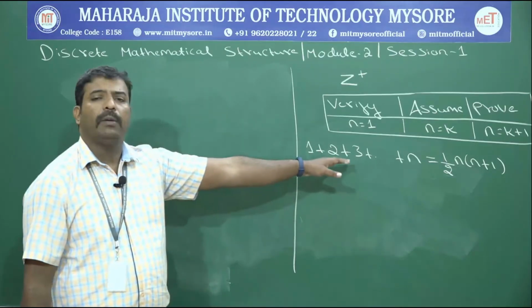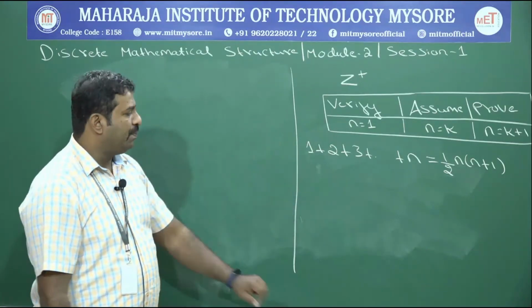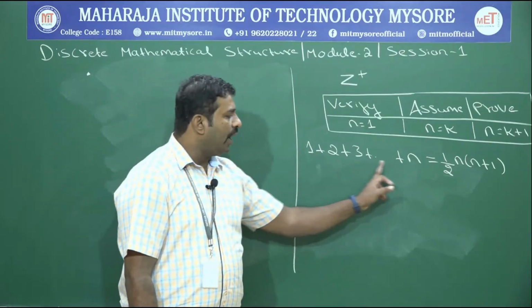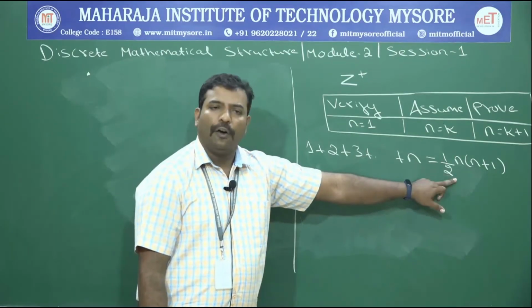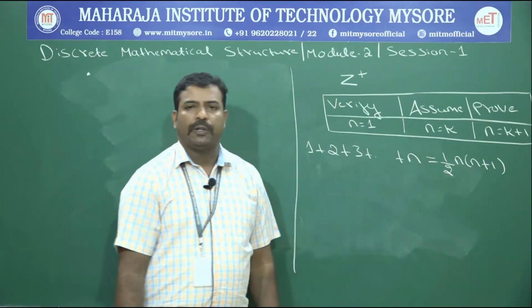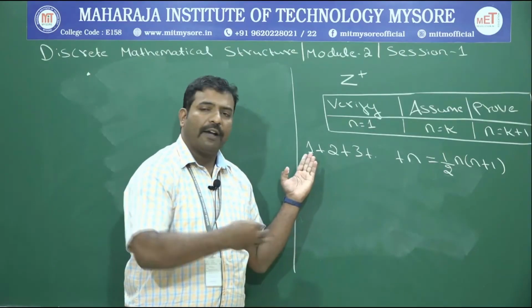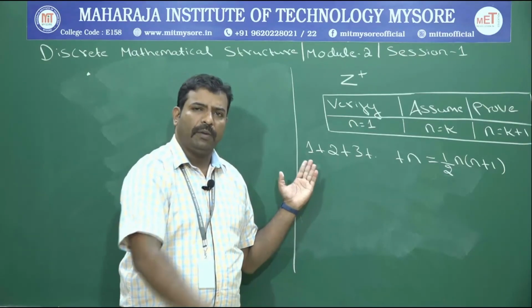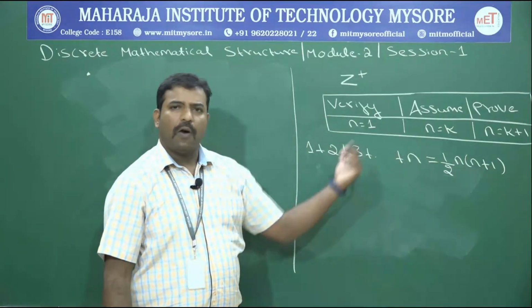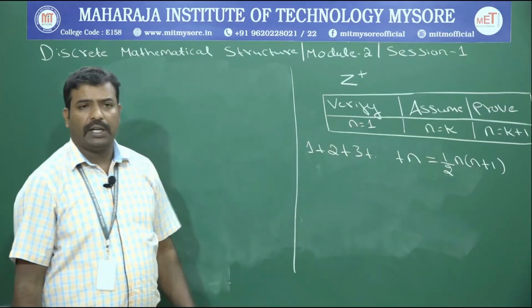Now this is the statement I have been making: the sum of n natural numbers is 1 by 2 into n into n plus 1. Now I need to prove this. How do I prove this? Should I take the value of n for every number starting from 1 to n, or can I use mathematical induction?